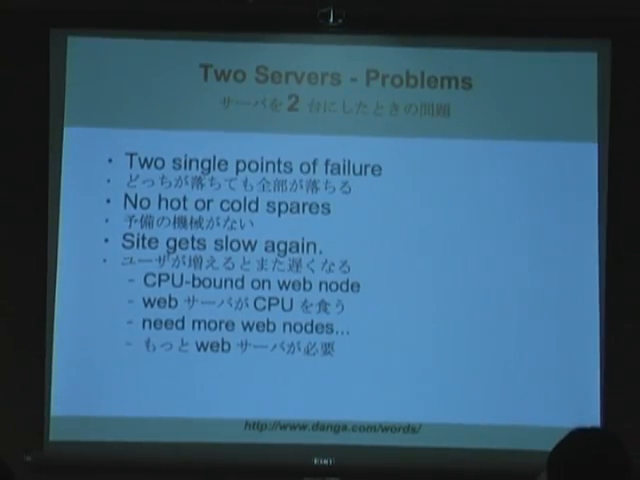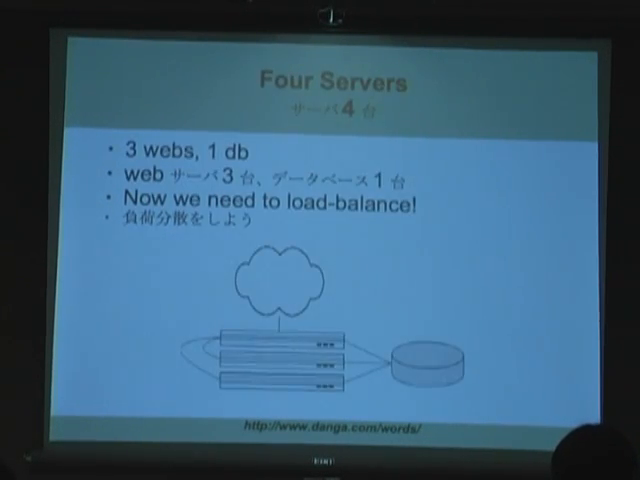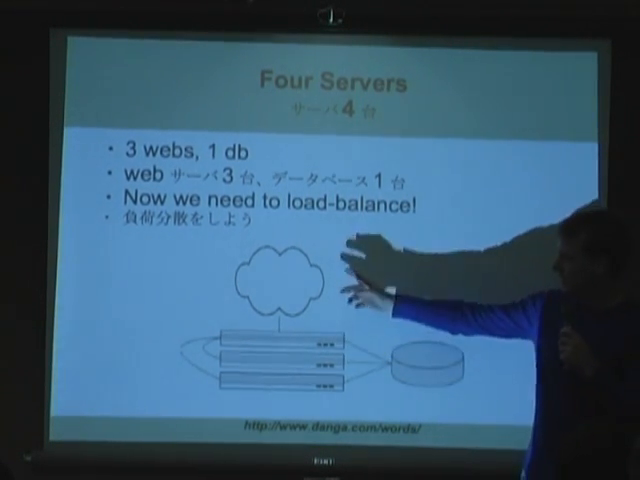So now we had two single points of failure, two things that could blow up. And we had no hot spares, no cold spares, and the site got slow again. We're like, why is the site slow? Turns out that we don't have enough CPU power on our web nodes. So we need to get some more. No problem. We buy two more. This guy has a public IP. He talks to the internet.